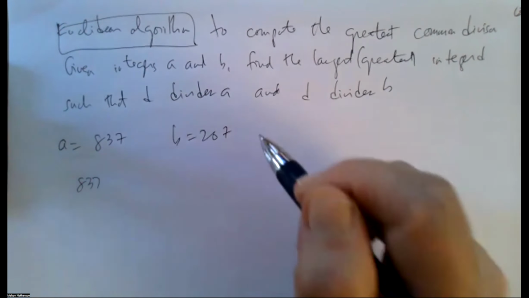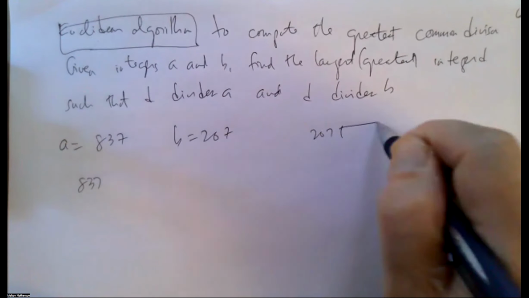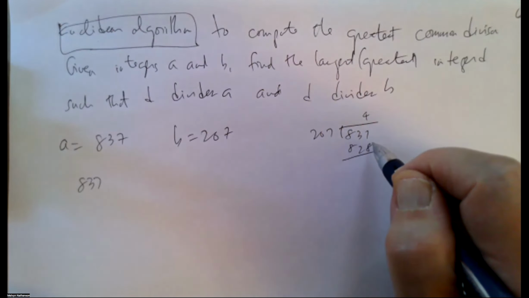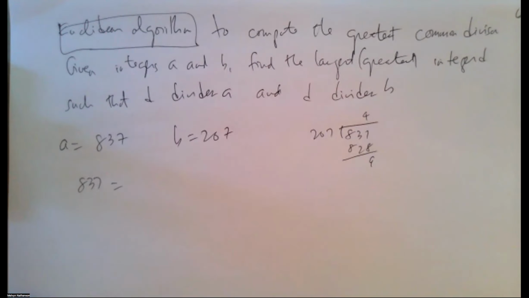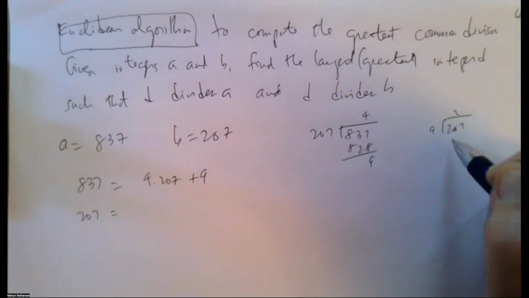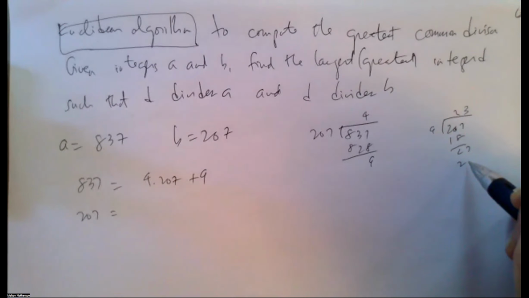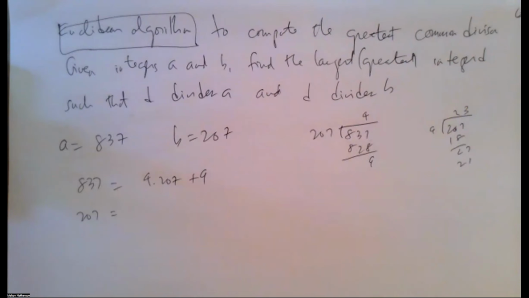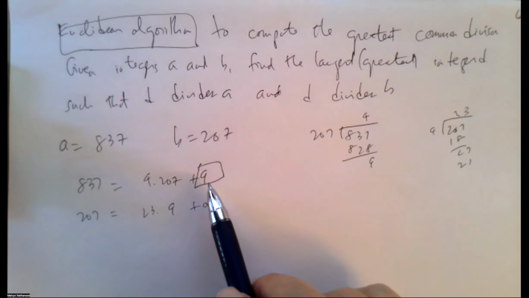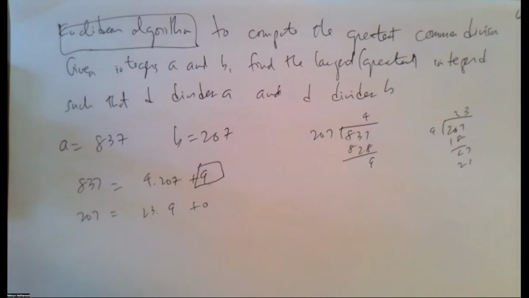So we take 837, we divide it by 207, right? This actually goes in 4 times, and it leaves a remainder of 9. So 837 is 4 times 207 plus 9. Then you take 207, and you divide it by 9. Huh. It goes in exactly 23 times. Wow. So 207 is 23 times 9 and a remainder of 0. The last positive remainder is the greatest common divisor. So the greatest common divisor of these 2 numbers is 9.